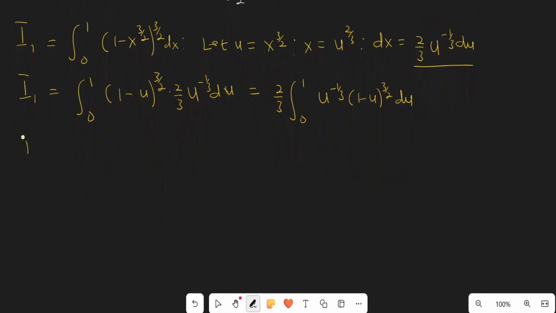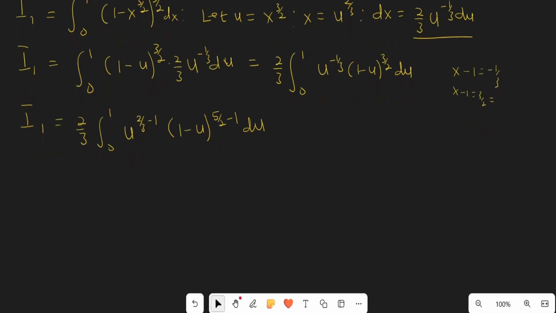So we are now going to convert this one into the beta function. This is 2 over 3, the integral from 0 to 1 of u raised to the power negative 1 over 3. What number minus 1 will give you negative 1 over 3? That is going to be 2 over 3, right? So this is going to be u raised to the power 2 over 3 minus 1, because 2 over 3 minus 1 will give you negative 1 over 3, times (1 minus u) raised to the power 3 over 2. What number minus 1 will give you 3 over 2? That is equal to 5 over 2. So 5 over 2 minus 1 will give you 3 over 2, du.